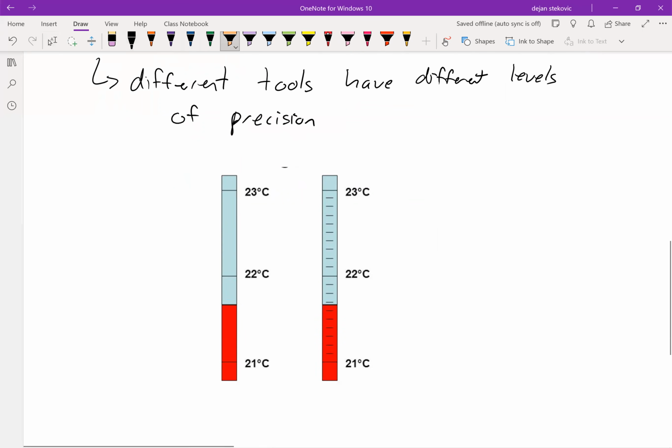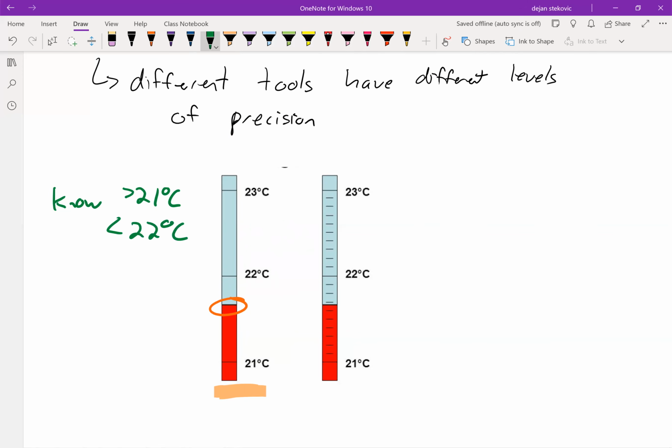So let's take a look at the one on the left here. We can see our thermometer reading is right up here. Let's think about what we know. Well, we know that our temperature is greater than 21 degrees Celsius, and we also know that it's less than 22 degrees Celsius. That's what you know. And then you're allowed to guesstimate one additional digit. So valid answers for this would be something like 21.8, 21.7, 21.6.